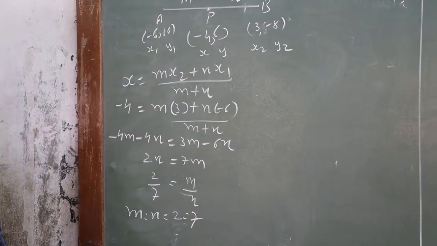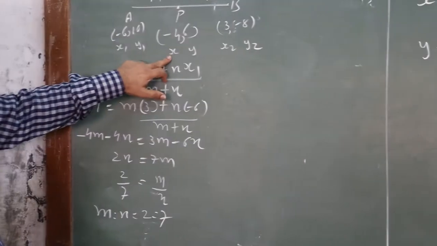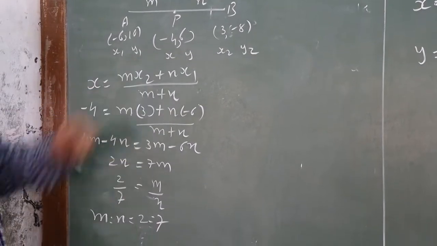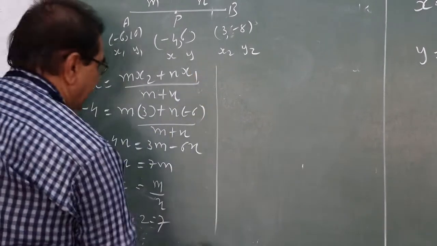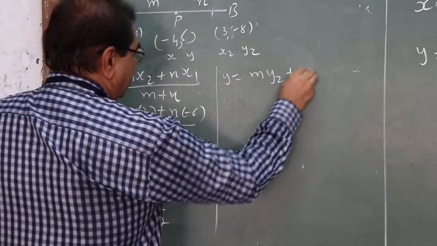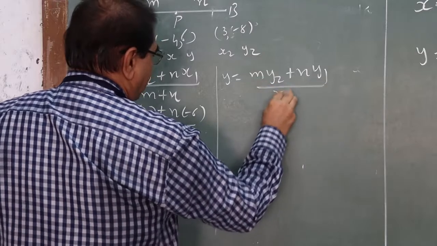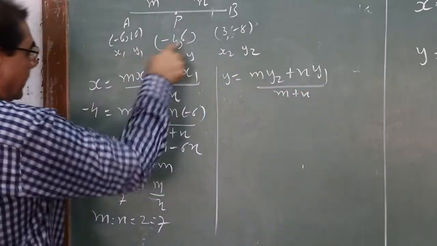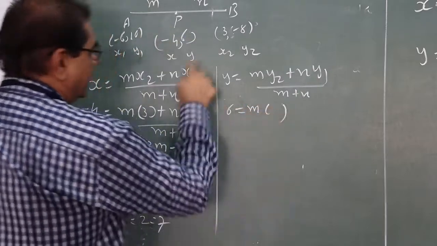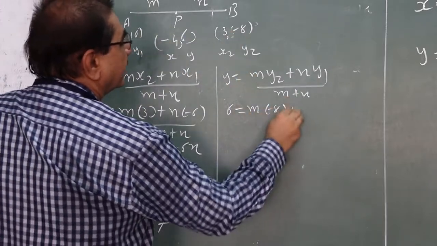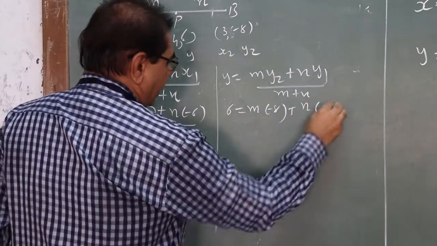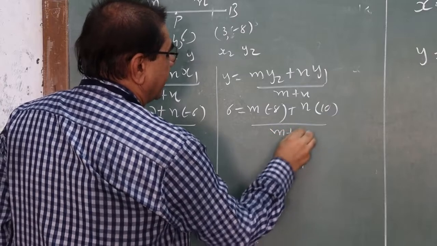Now it is with the help of x coordinate we found out. Same you should tally whether same answer comes for y also. So we try with y now. y is equal to my2 plus ny1 whole upon m plus n. y is what? 6. m y2, minus 8, plus n. What is y1? 10, upon m plus n.